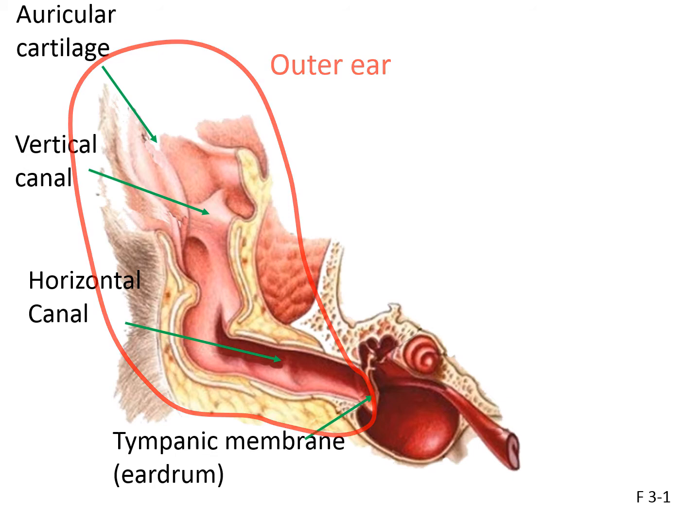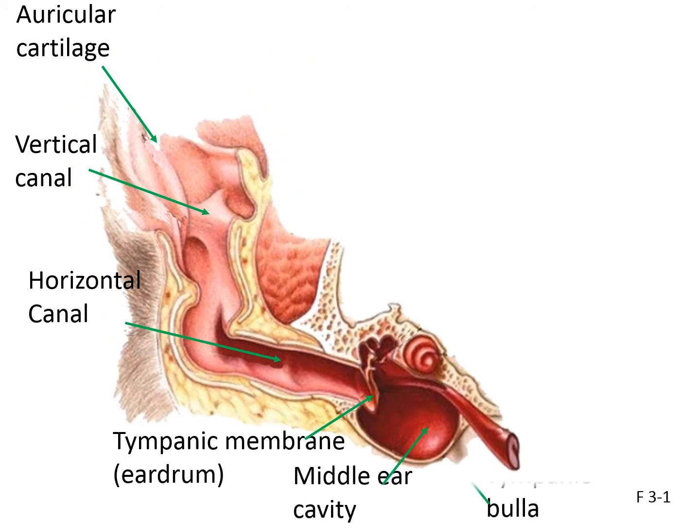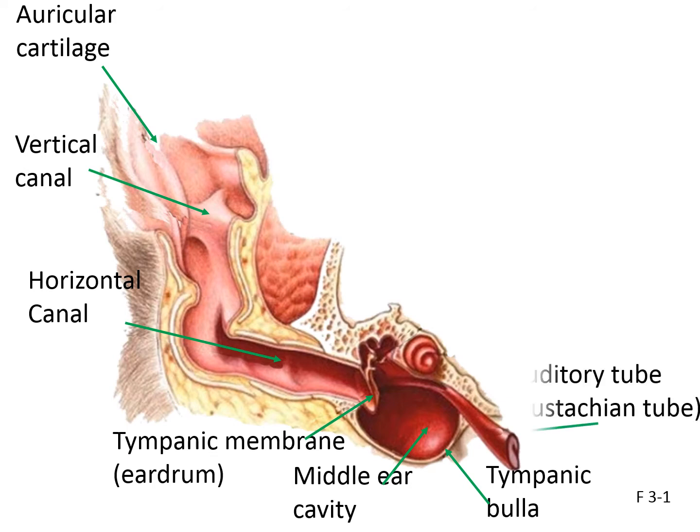Then we encounter the middle ear cavity made by the bulla, and this area is connected to the auditory tube or Eustachian tube, which serves to equalize the pressure of the middle ear cavity with that of the atmosphere. This tube is the one you have to open by yawning when you are in a plane that is landing. As you get close to landing, the higher atmospheric pressure outside the ear with respect to that inside the middle ear causes that typical discomfort. You have to open the Eustachian tube to equalize the pressure.